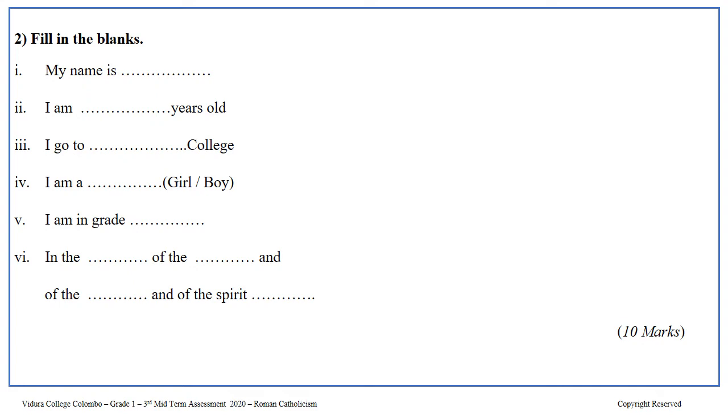Roman number 3. I go to blank college. Write your answer on the space. Roman number 4. I am a blank, within the bracket: girl or boy. There are two words, girl and boy. You can select the correct word and write it on the space.